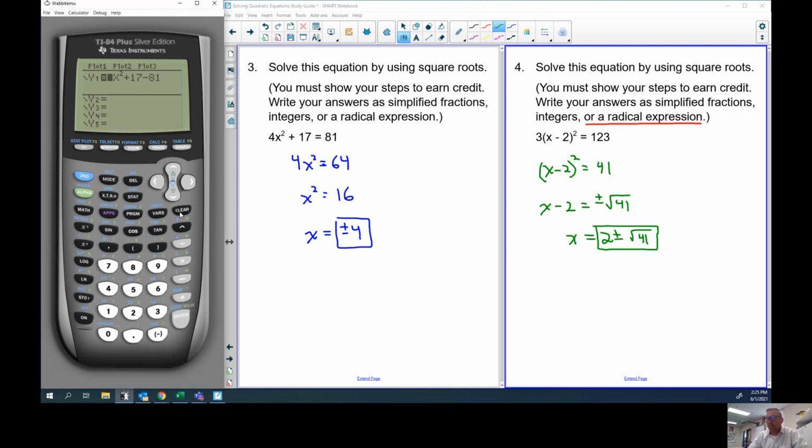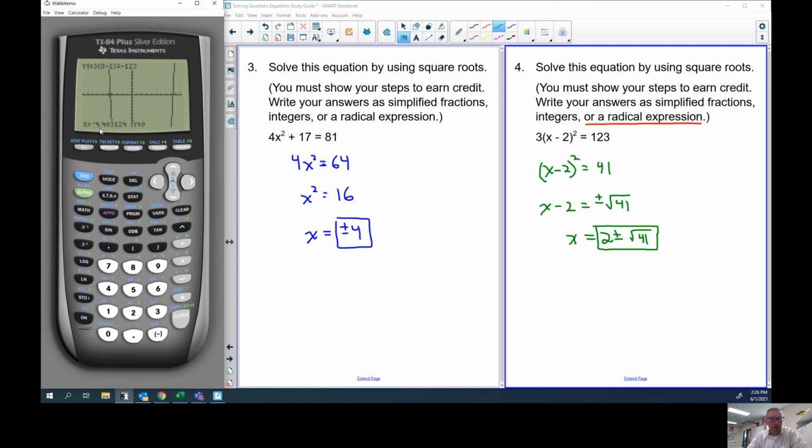Let's take a second and let's graph it. So 3 parentheses x minus 2 squared. And then I got to subtract 123 from both sides. So it's minus 123 equals 0. So there's one of the solutions. There's the other one. If I hit trace, 2 minus the square root of 41. That's one of our answers.